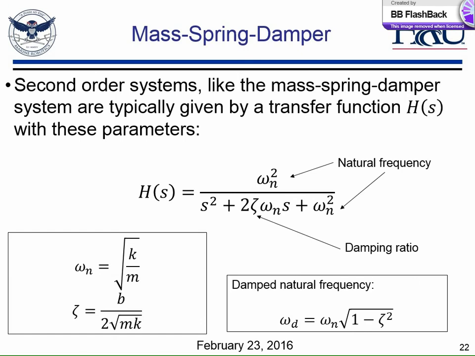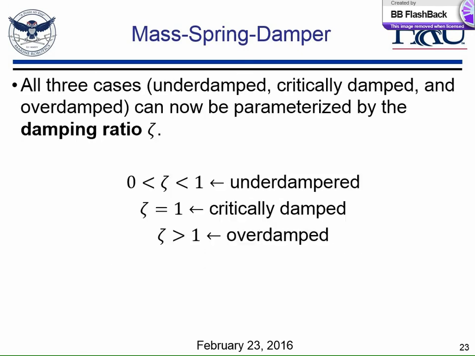So we have our natural frequency and our damping ratio. All three cases, underdamped, critically damped, and overdamped, can now be parameterized by our damping ratio zeta. Zeta from 0 to 1 is underdamped, zeta equal to 1 is critically damped, and zeta greater than 1 is overdamped. This is the same thing as an RLC circuit that some of you have taken in EMD, right?